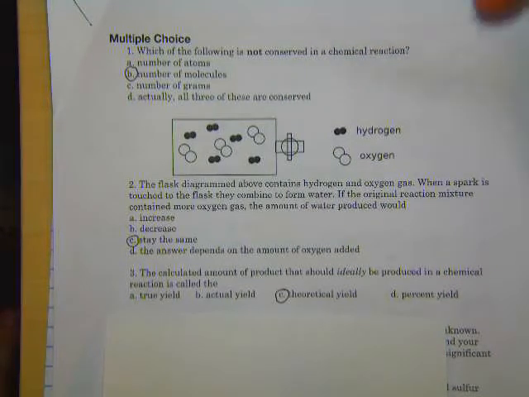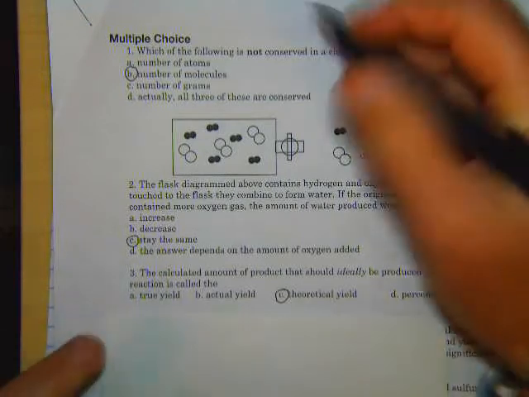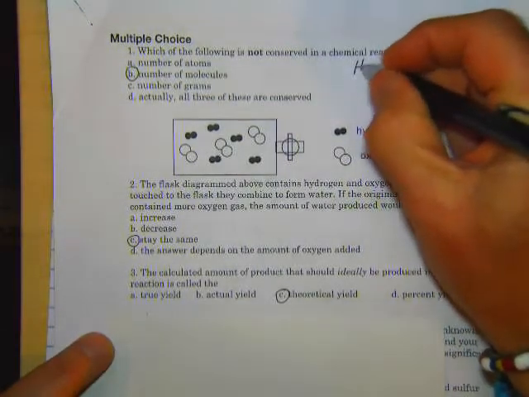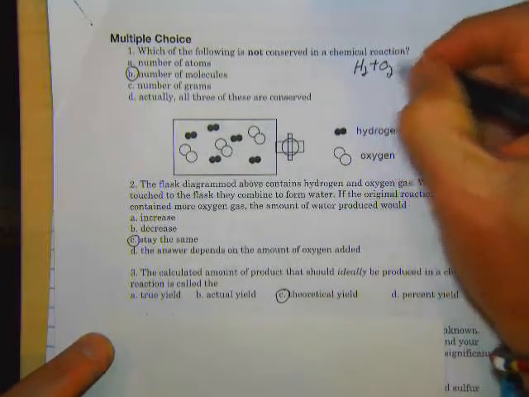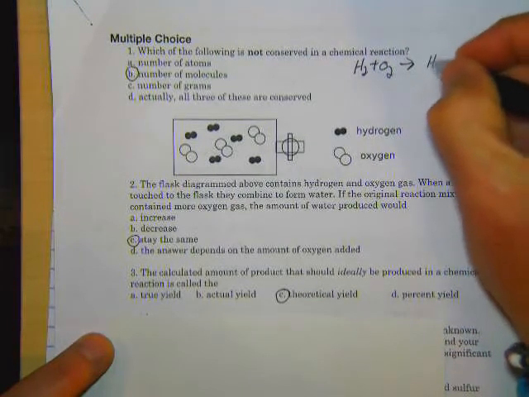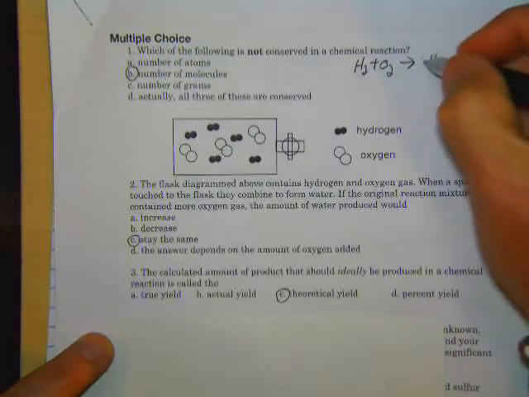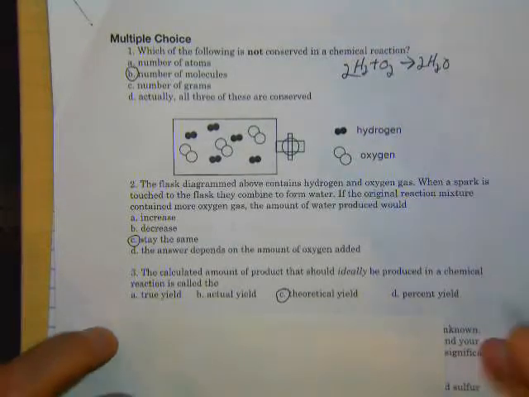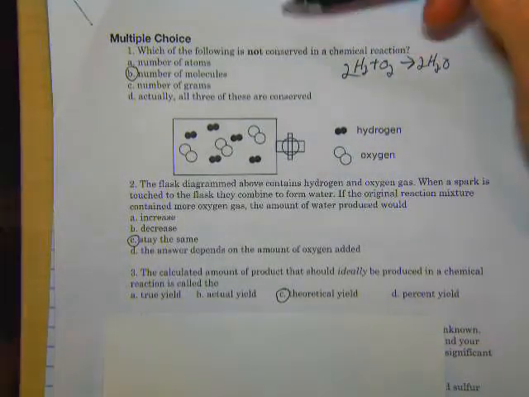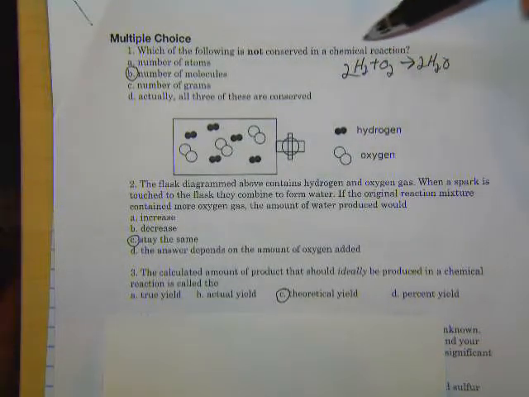Well, we know when we balance an equation, so we can throw an equation up here. Let's just do the one for water. Let me throw that up there. And we need to balance that. So we got that balanced. Okay, so which of the following is not conserved in a chemical reaction?